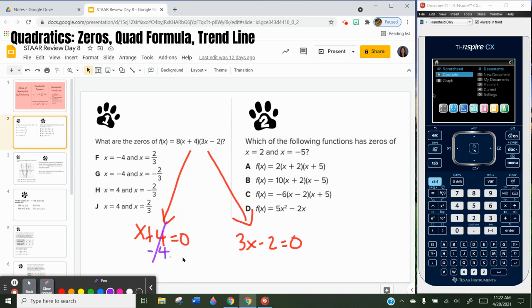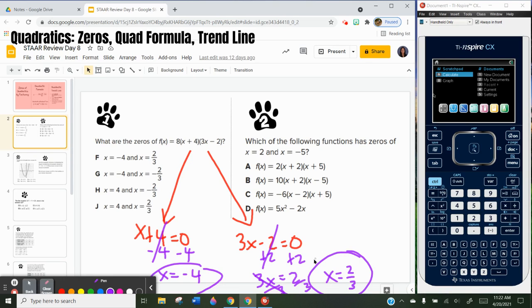Once they're set equal to 0, we can go ahead and solve for x. So the opposite of plus 4 is take away 4. So here, the x-intercept is -4 for the left side. On the other one, we have to add 2, so add 2 to both sides. That's 3x equals 2. And then divide by 3. So x is equal to 2/3. So here are my two zeros. Zeros of the function are also known as your x-intercepts. So our x-intercepts are -4 and 2/3, which makes our answer F.